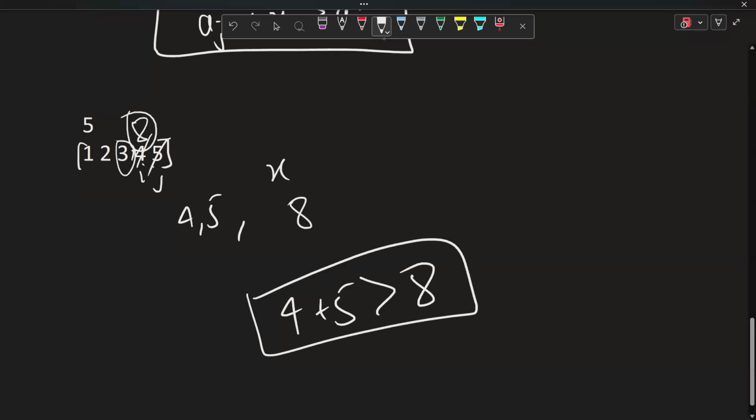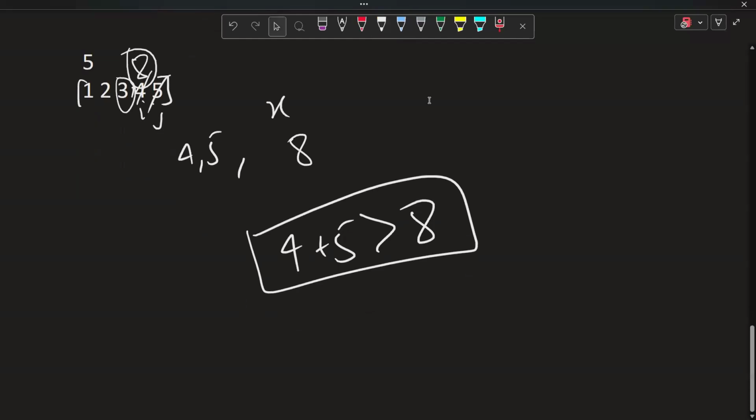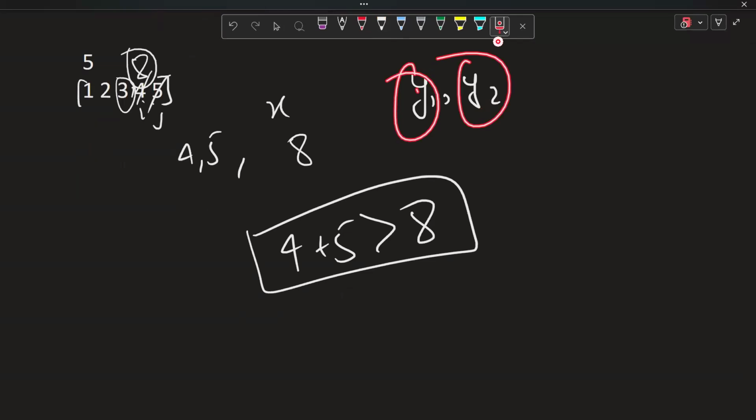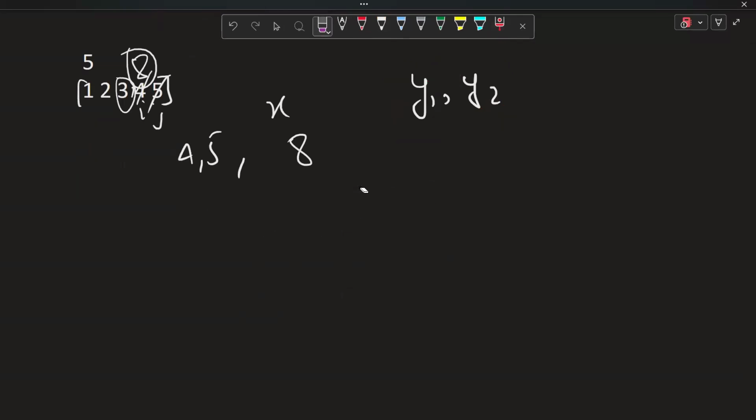That's the only relevant condition. Okay, once you know that, now if you are already given two values, let's say y1 and y2, what is the third value that I can choose? Let's say y1 is the smaller of the two and y2 is the greater of the two. So either your x is, let's say, less than y1.